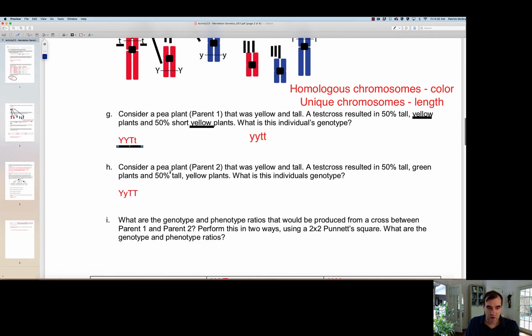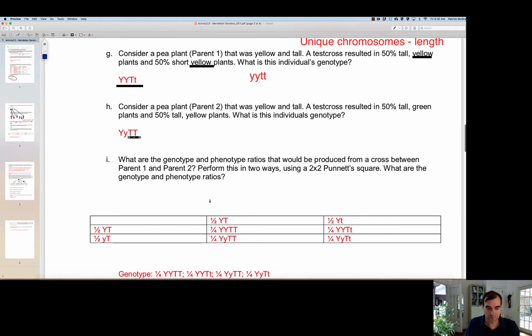Now we do another test cross, 50% tall green and 50% tall yellow. And so now we notice that the color character is what's variable. All of the offspring are tall though. And so we know that means that the genotype is big T, and then for the color, it must be heterozygous because both are created. And then finally, we do a cross between these two genotypes.